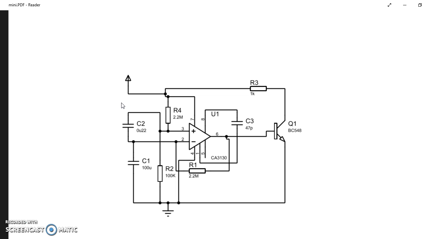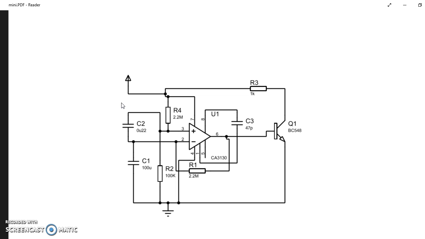So when we keep a mobile in the range of the circuit, and when the mobile receives a call, or when the mobile receives a message, or when the mobile sends a message, this circuit would start receiving those radio frequencies, and via those radio frequencies the LED would start glowing. So this is a basic cell phone detector circuit.